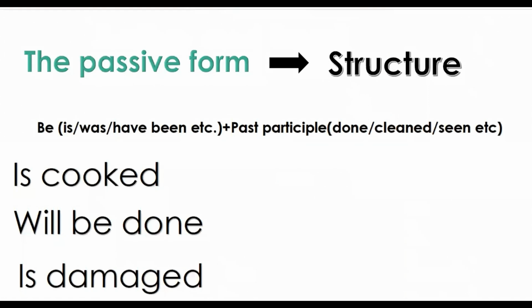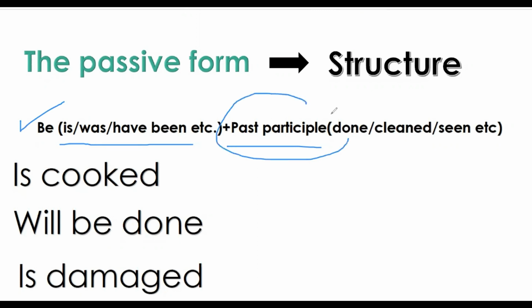What is the structure of the passive voice? Let's consider the form, the verb form. So it's the be verb, which can be is, was, have been, and so on, along with the past participle. So, yes, you need to be clear about what a past participle is. Those who don't know, the past participle is the third form of the verb. Example, done, cleaned, seen, etc. So you really need to understand the past participle to use the passive voice correctly.